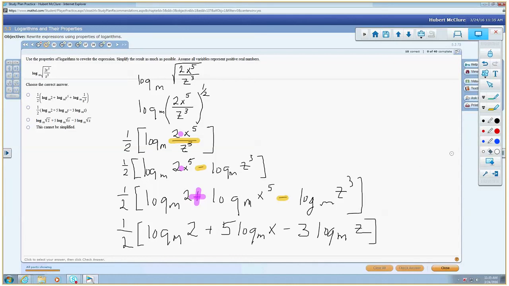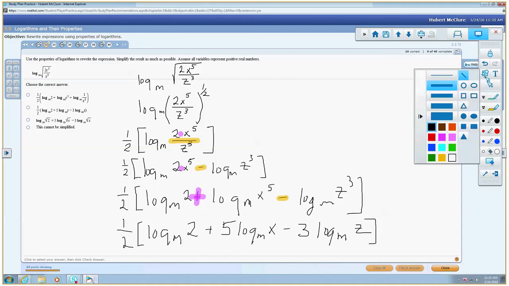You could put the 1/2 in front of all of them. So that would be what? 1/2 log base m of 2 plus 5/2 log base m of x minus 3/2 log base m of z. That's it.